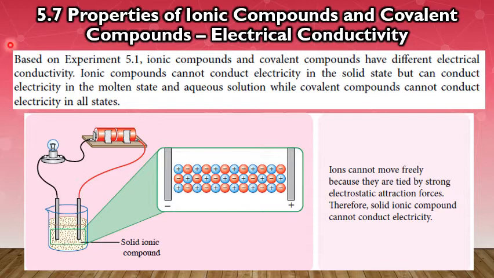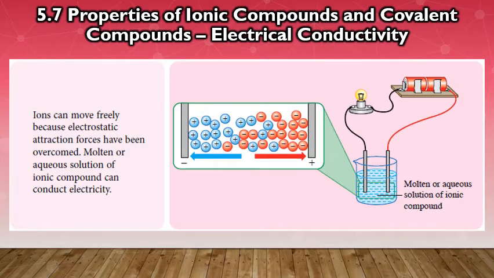Look at the second part. This explains why ionic compound can conduct electricity in molten or aqueous solution. This is the molten or aqueous solution of ionic compound, and these are the ions. Ions can move freely because electrostatic attraction forces have been overcome. So molten or aqueous solution of ionic compound can conduct electricity. Now look at part 3.